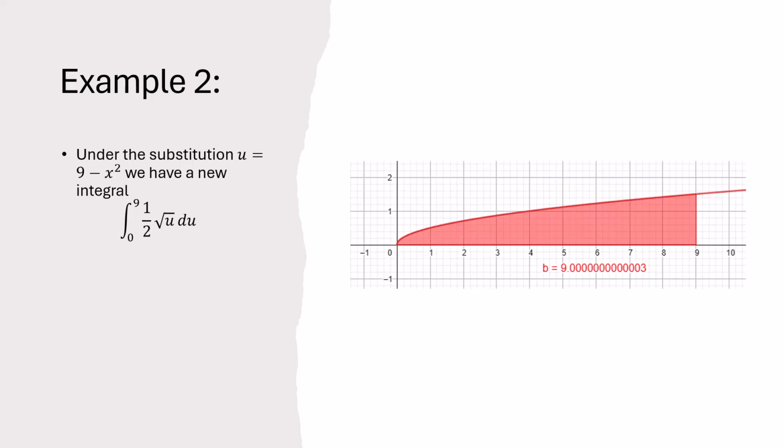When I make the substitution that u is equal to 9 minus x squared, we end up with a new integral from 0 to 9 of 1/2 square root of u du. And we see that we have the same area under this curve as opposed to x times the square root of 9 minus x squared. The areas are the same, and remember, that's what we're trying to find here.